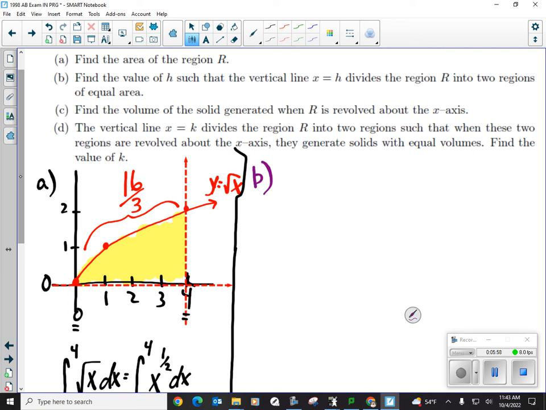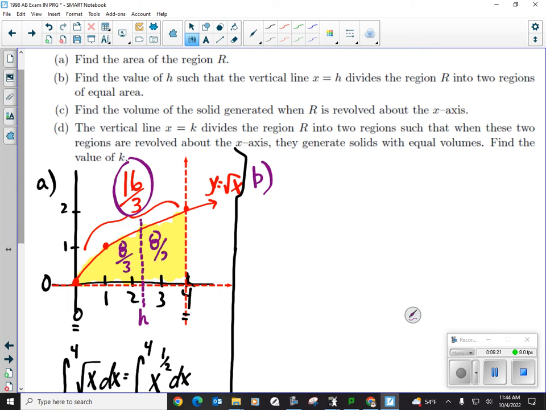So I'm going to pick some number, I guess between 2 and 3 probably. I don't know what it is, where x equals h. Where each half of this area actually equals half of the area. Meaning, if the total area is 16 over 3, each one of these should be 8 over 3.